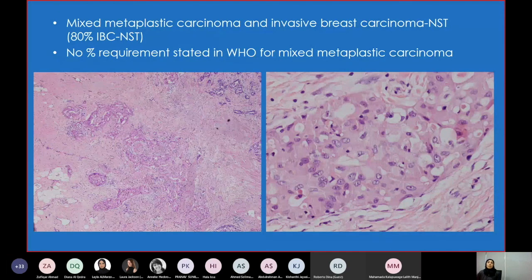In the WHO, there is no percentage requirement to call this a mixed metaplastic carcinoma, maybe because of the importance and the implication of having a metaplastic component in an invasive breast carcinoma, NST. But I believe if it is a very minor component, less than 10%, we need to mention that in the comment or in the description. So I believe we will stop here and we will open the floor for any questions.